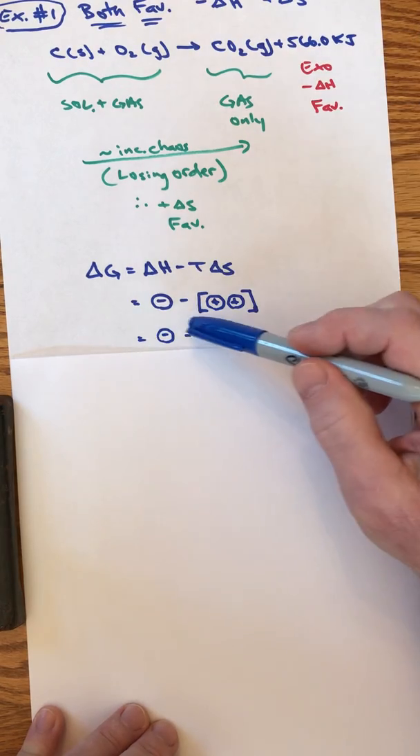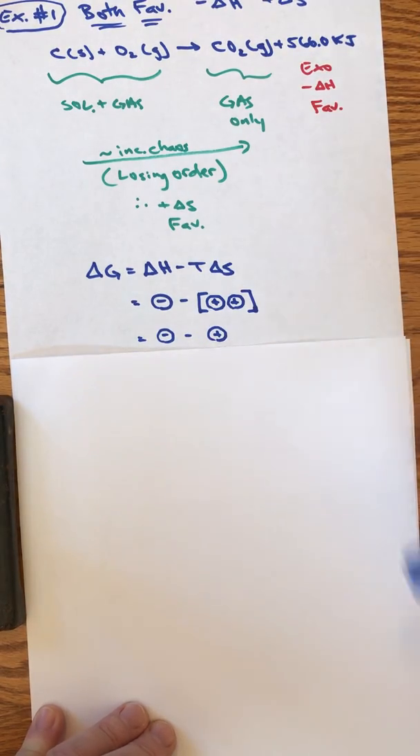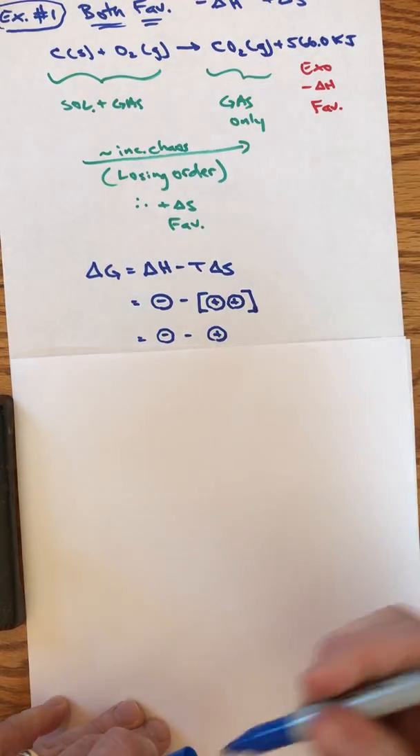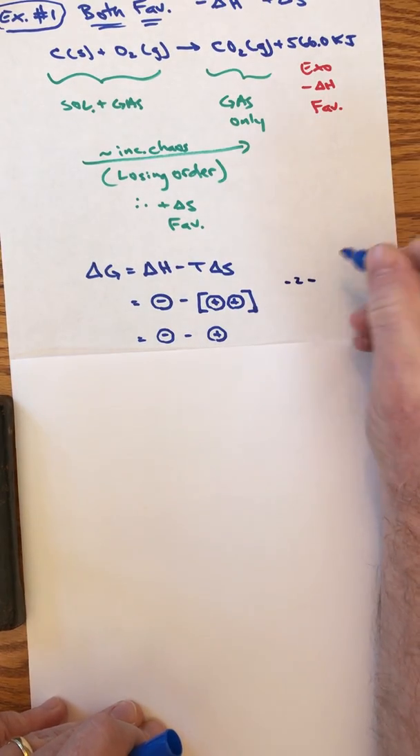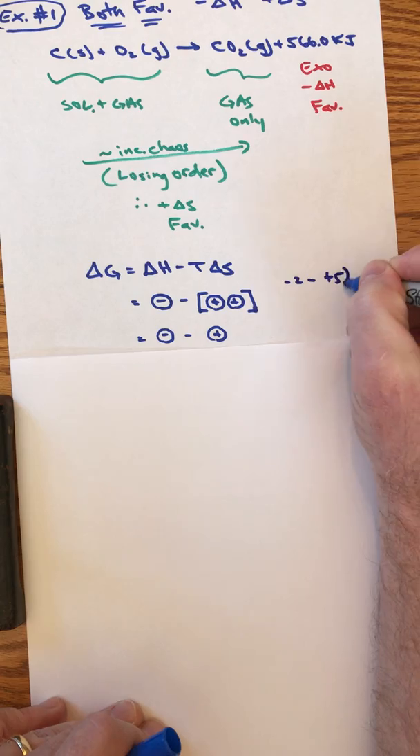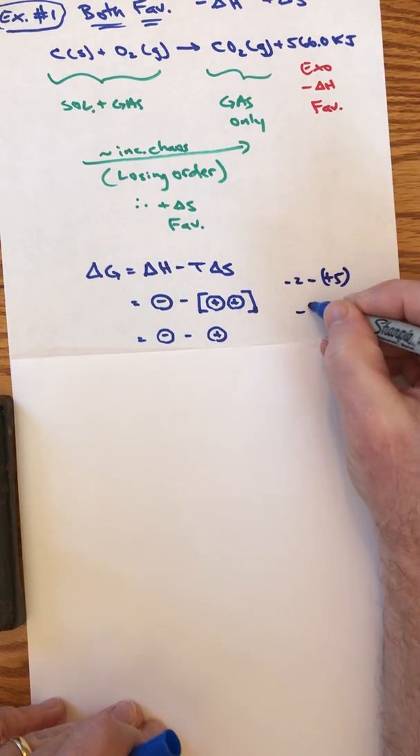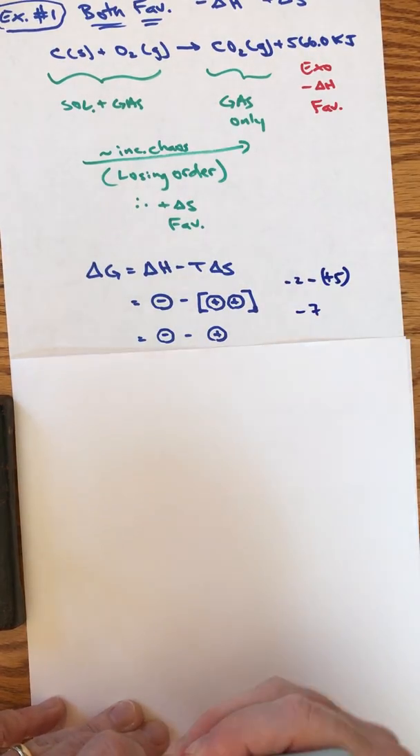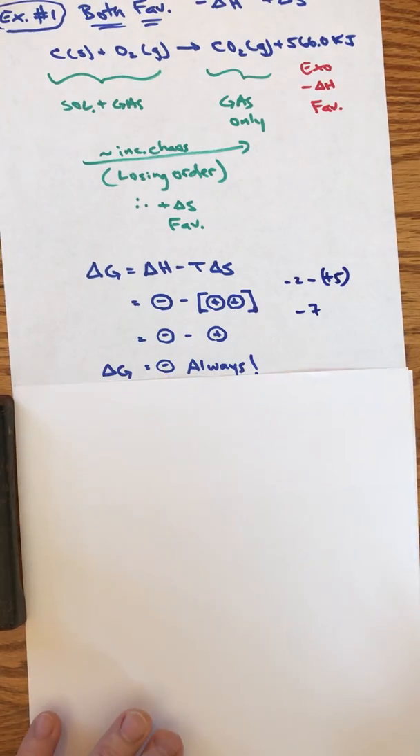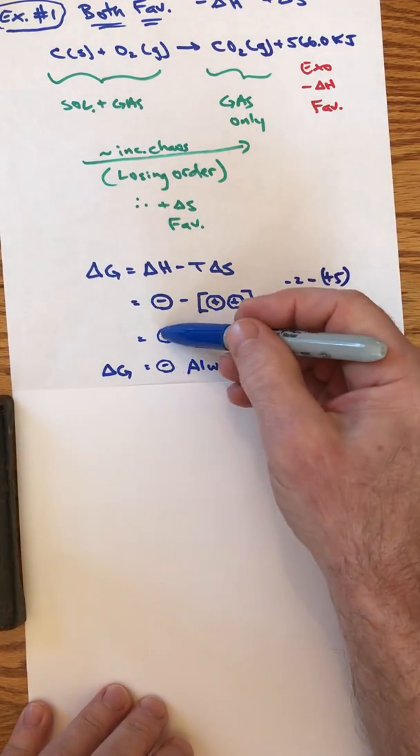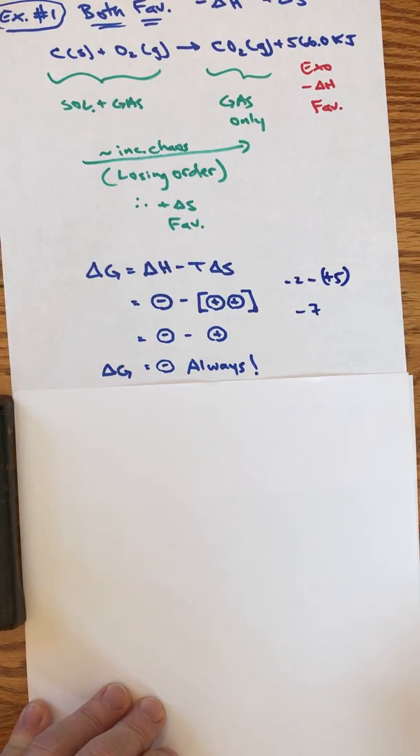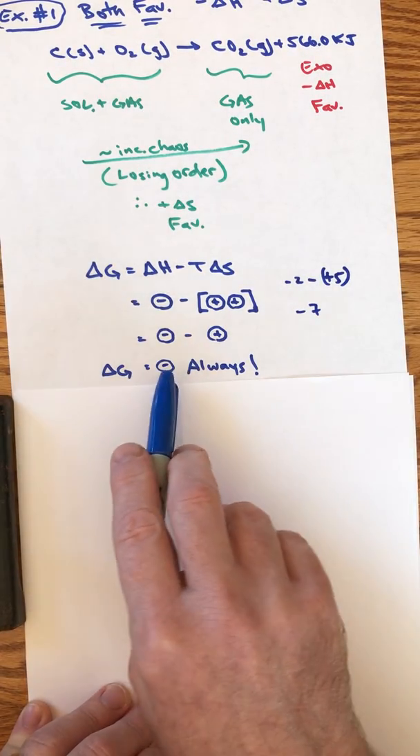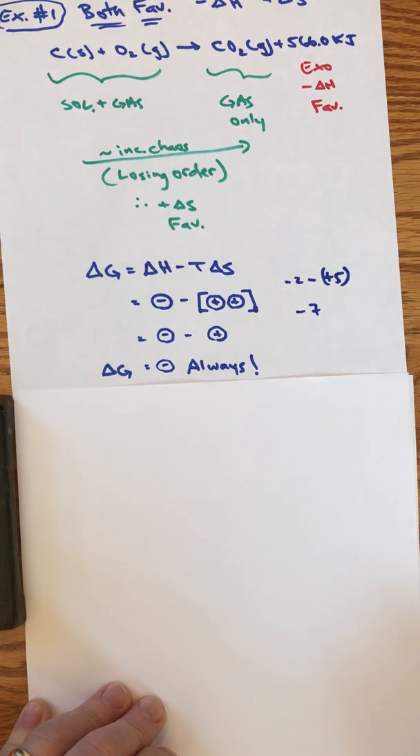So I've got a negative number minus a positive times a positive. That's a negative minus a positive. For example, I'll just use numbers between 1 and 10. Negative 2 minus, I don't know, positive 5. That gives me negative 7. Negative got more negative. You're never going to have this negative go in the opposite direction. It's always going to continue to go further below zero. It's always going to be a negative delta G.